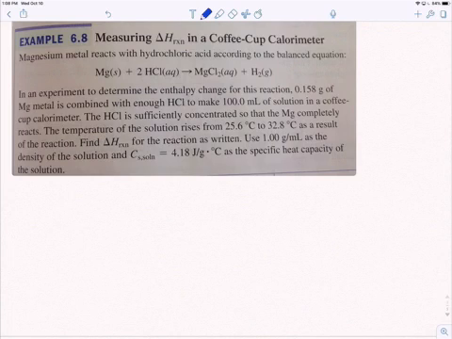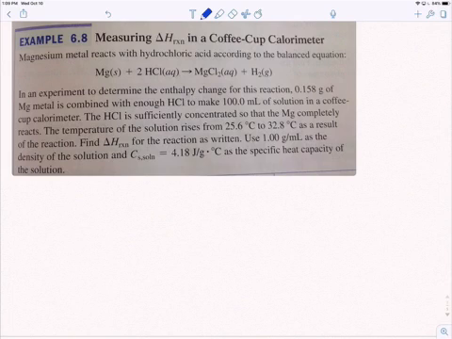Magnesium reacts with hydrochloric acid by this equation. An experiment determined the enthalpy change of this reaction. 1.58 grams of magnesium metal combined with excess hydrochloric acid to make 100 milliliters of solution. The solution is sufficiently concentrated that the magnesium completely reacts. Temperature rises from 25.6 to 32.8 degrees Celsius. What is the delta H of the reaction as written? Use 1 gram per milliliter as the density of the solution. The heat capacity of the solution is 4.18.